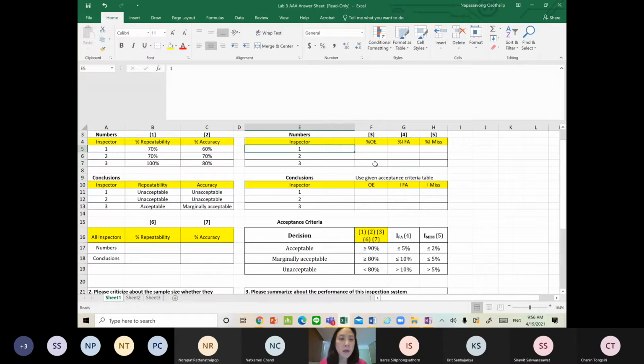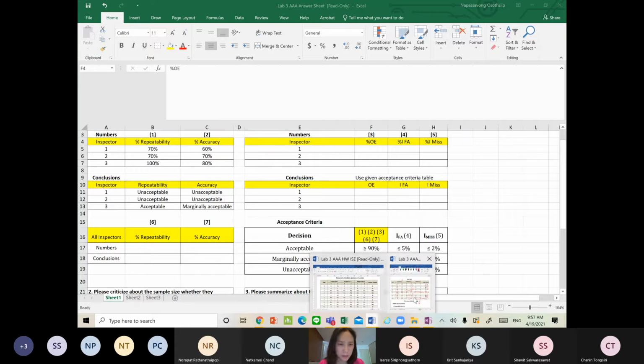But if you take a look at the percent accuracy that we have done before, we are comparing the number of parts which are correct with the total number of parts that we inspect, right? We talk about the number of parts, but for percent OE, we are talking about the opportunities that each inspector tells correct results compared to the total number of opportunities that they can tell the results. I'll explain more about this.